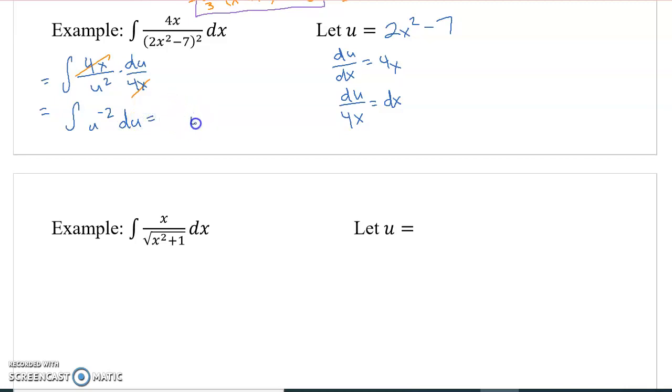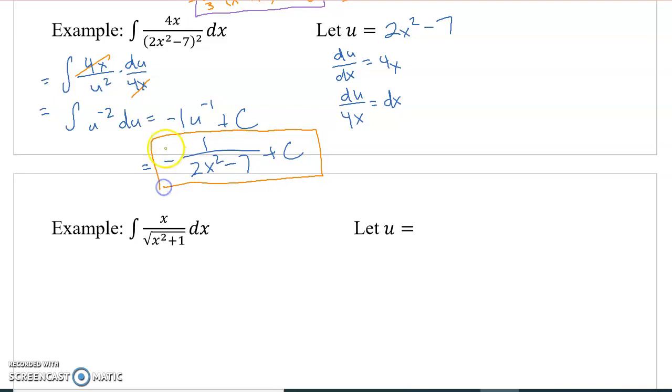And then inverse power rule tells us to bump this up by 1, so negative 2 plus 1 is negative 1. Divide by negative 1, which is the same as multiplying by negative 1. And then you've got your constant of integration, and your final answer would be negative 1 over 2x squared minus 7 plus c. And again, this is something you can and should check with differentiation. Take the derivative of your answer, and you should get back to your original integrand.